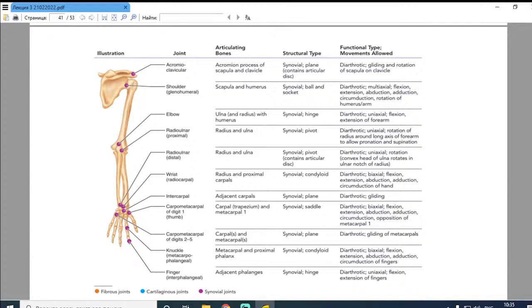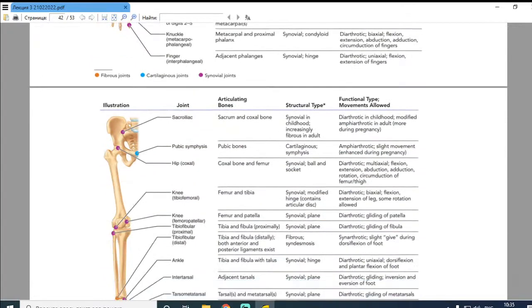For example, the wrist. This is the radius and proximal carpals. Synovial, condyloid, diarthrosis, biaxial, flexion and others. This is, you see, the characteristic of joints of the upper limb. You will study it in the next lesson.